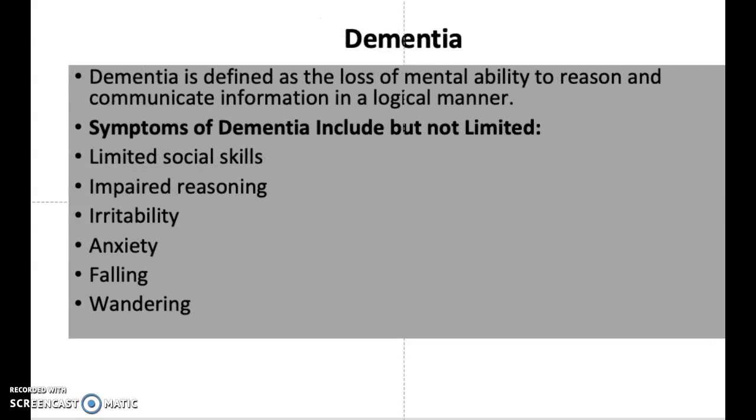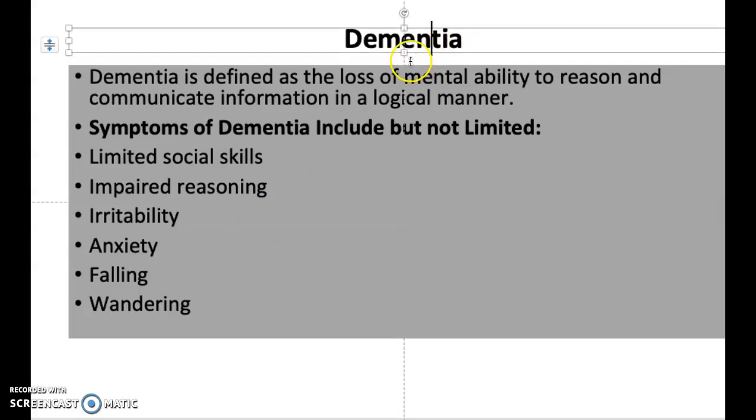Dementia is defined as a loss of mental ability to reason and communicate information in a logical manner. Symptoms of dementia include, but are not limited to, the following. A lot of times patients with dementia have limited social skills and impaired reasoning. Their ability to reason things in a logical manner is impaired. A lot of times they become very irritable and very combative. A lot of times they also have anxiety and they're at risk for falling. And sometimes they wander away.